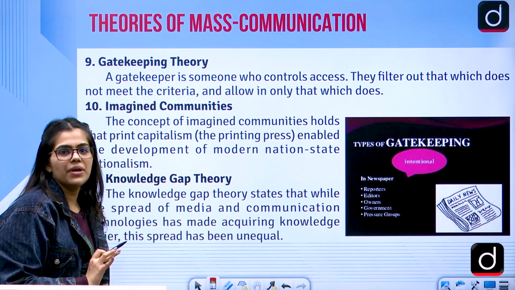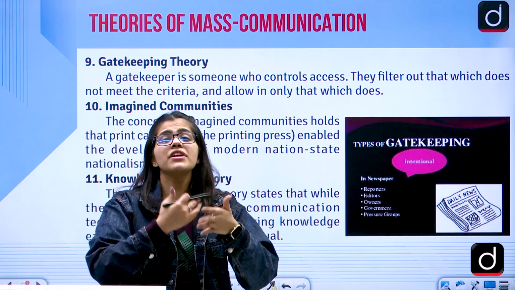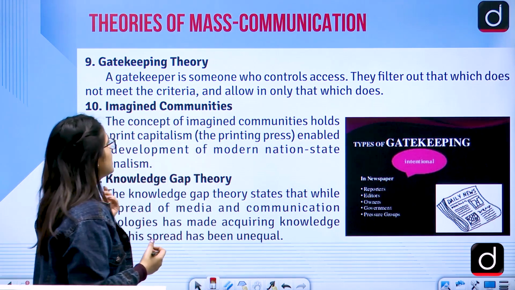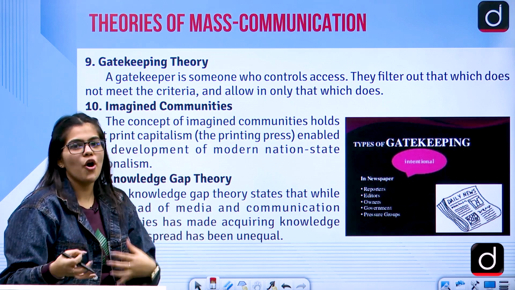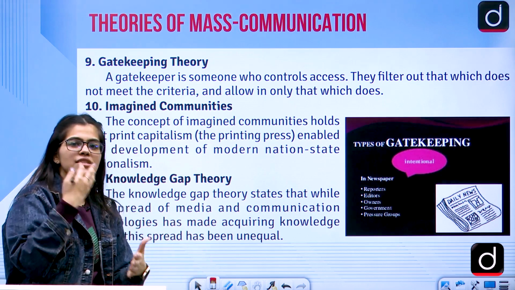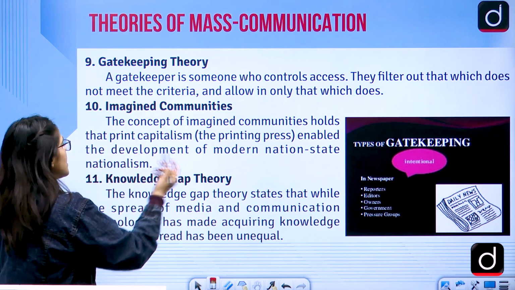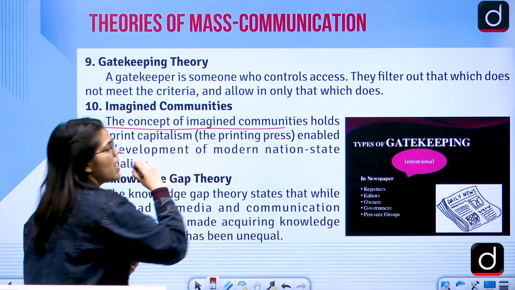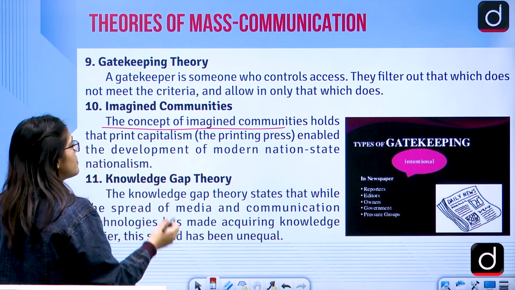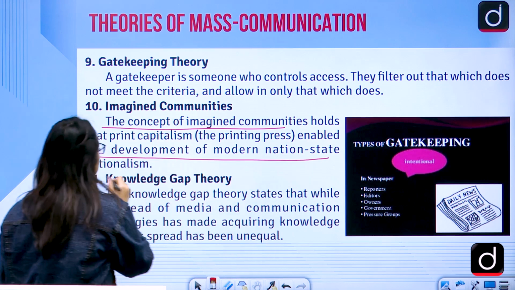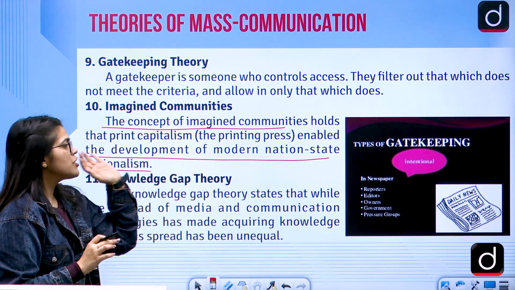Then comes the gatekeeping theory. We discussed this in the previous video also. What do you mean by gatekeeping? It is the filtering of the knowledge. Always you will see that gatekeeping is done, and some things are left with the media only. They won't discuss it with you. So there is always gatekeeping in between. Then there is imagined communities. This concept says that there is always an imagined community that holds the print of capitalism, right? This enables the development of a modern nation-state and nationalism. This is how nationalism is seen. So this is imagined communities.